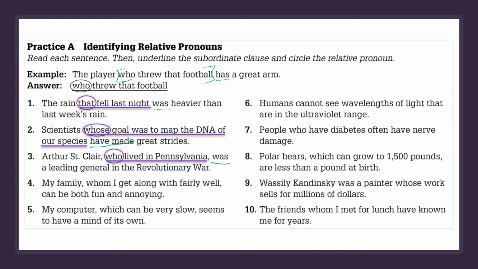Number 4, my family, whom, which is the relative pronoun, I get along with fairly well, can be. So here is the main verb. So whom until well. Number 5, my computer, which can be very slow, seems the main verb. So here we have can be, we have seems. So which can be very slow.